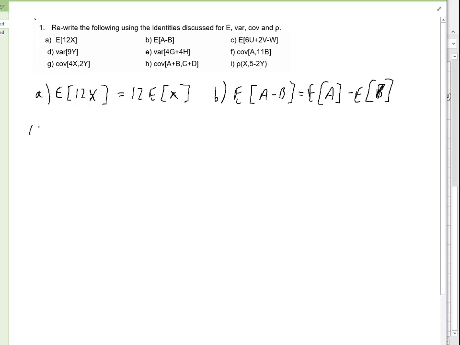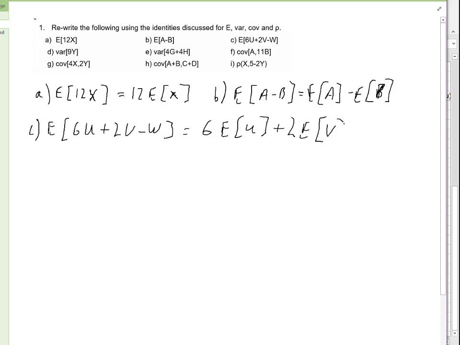Okay, C, expected value of, this is just a generalization to when you have several variables, then it just becomes 6 times the expected value of U plus 2 times the expected value of V minus the expected value of W. That's for C.